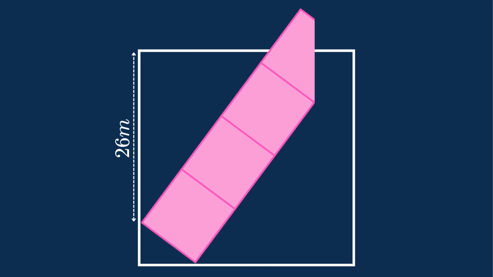Today we have 4 pink squares that we need to work out the area of. We've only been given one length of 26 meters, so we're going to need to use angles to help us. Let's start by marking some right angles.